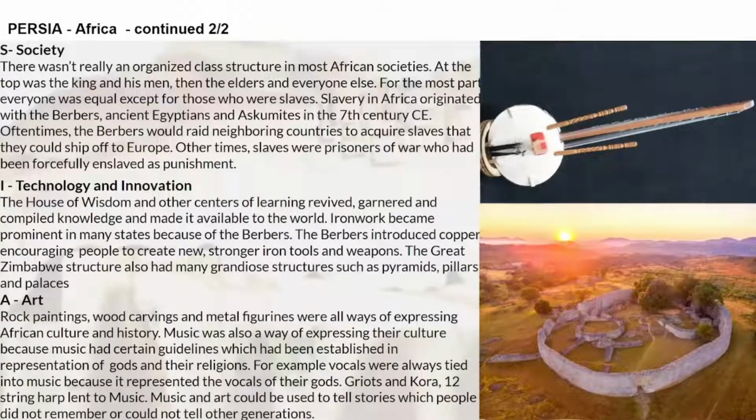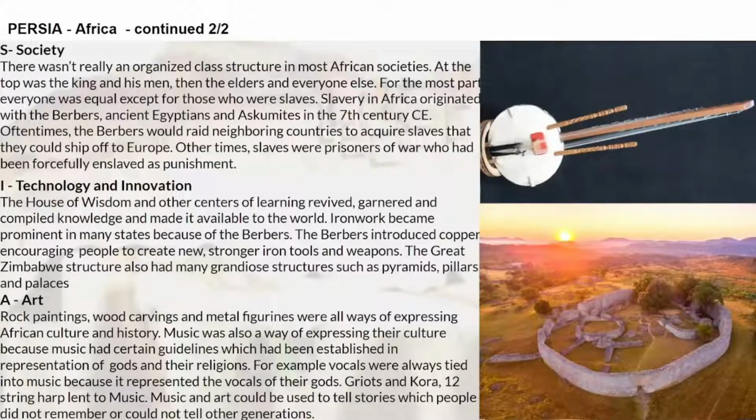Technology and innovation. The House of Wisdom and other centers were revived through the spread of Islam, and scholars who were spreading the knowledge from East Asia down into Africa. Ironworking became prominent in many states because of the Berbers. They produced copper and introduced it to people, and using copper they were able to create stronger iron tools and weapons, which were used for agriculture, building, and many grandiose structures such as pyramids, pillars, and palaces.